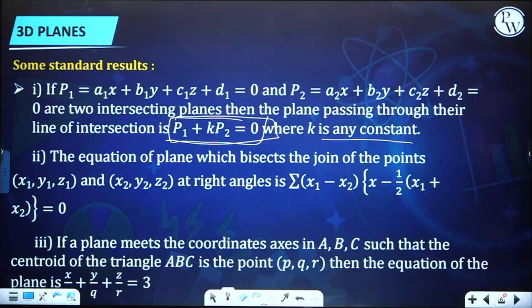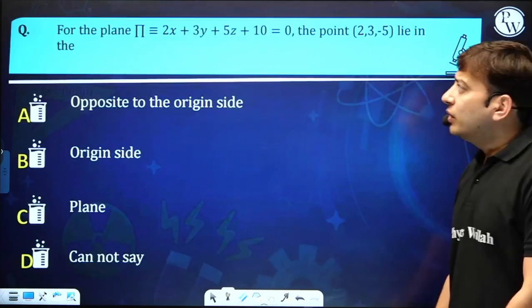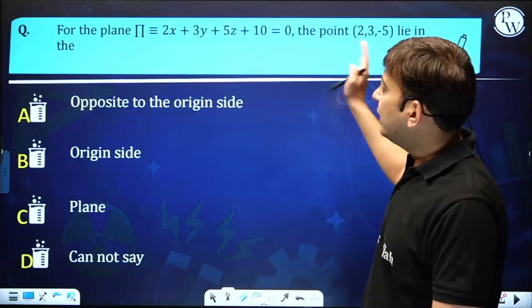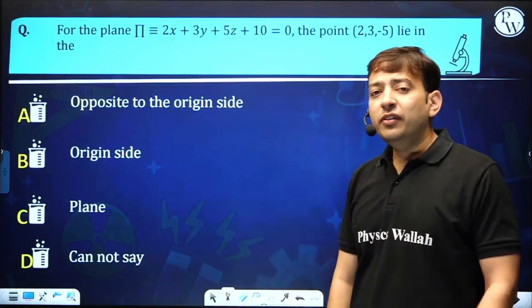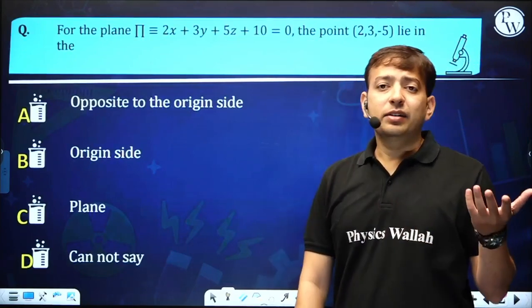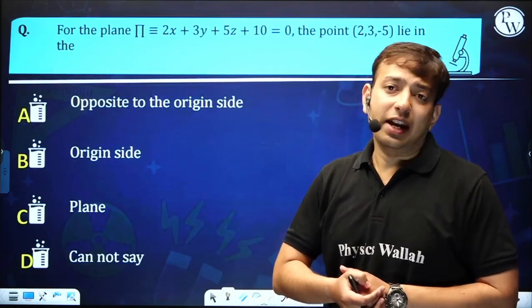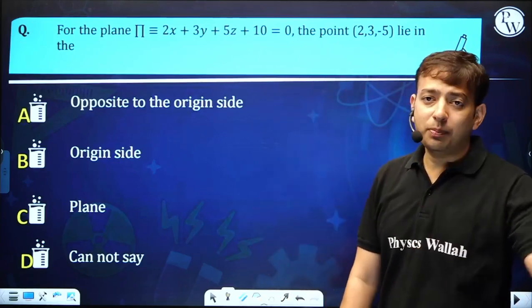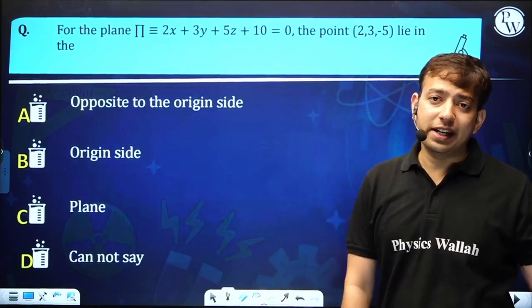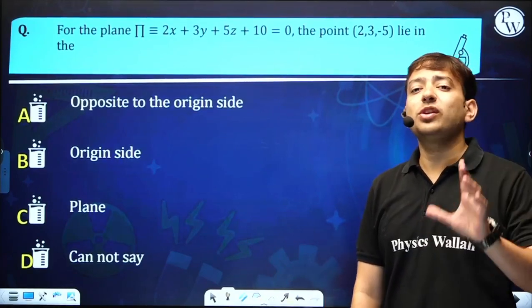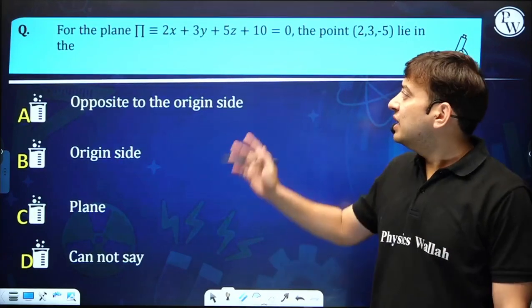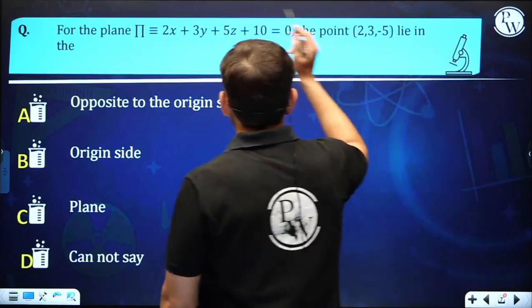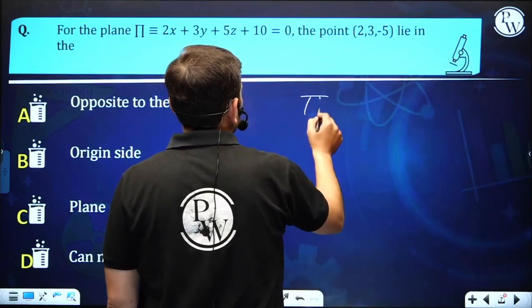Okay. Next. For the plane, the point lies on the, if you remember, like the power of the point in the case of a line. If the point gives you a positive sign, it is on the positive side, negative sign on the negative side, right? If it gives zero, that means the point lies on the line. Similarly, put this point in the plane equation.